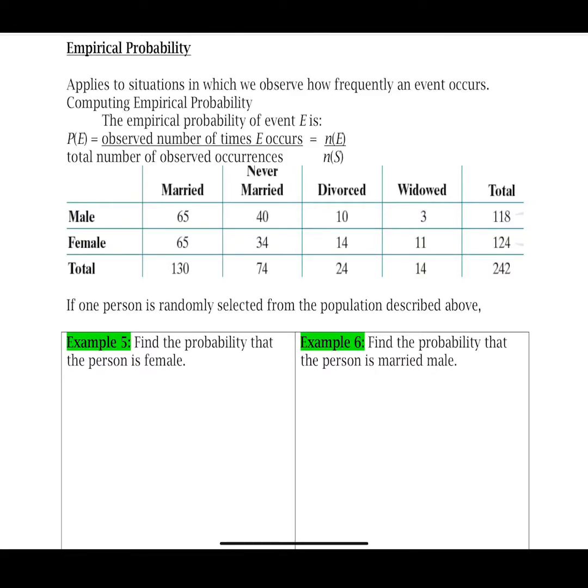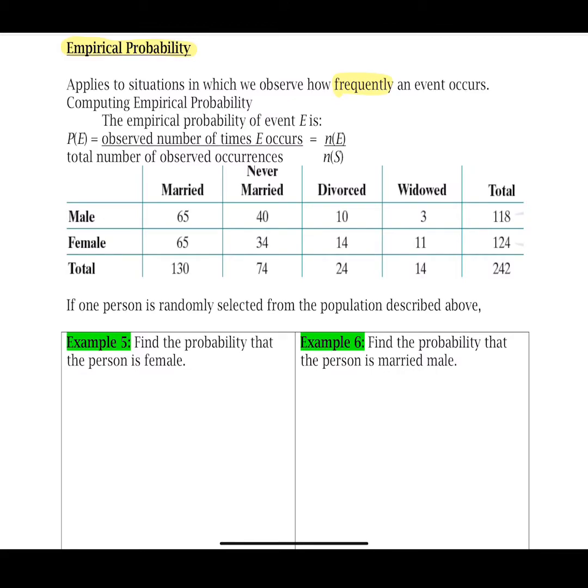So the next topic is empirical probability. You have seen theoretical probability. The next one is empirical. What does it mean, empirical? Empirical is when you have a frequency. That is when you have a count.